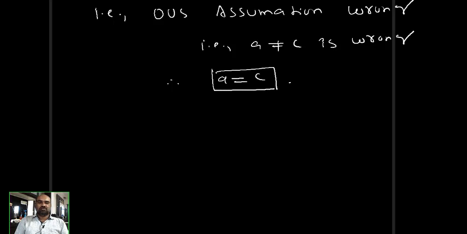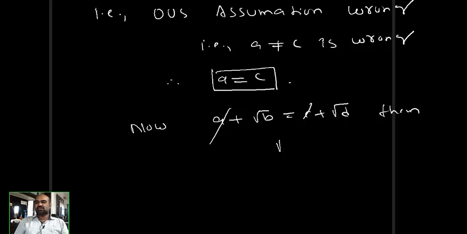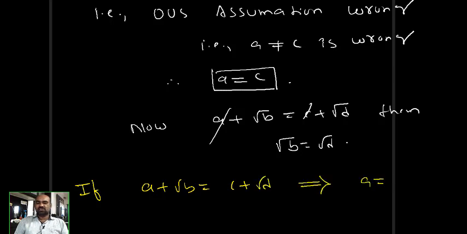Okay. Now, A plus root B equal to C plus root D. Then I can cancel these two, because I already proved that A equals C. Then what will we get? Root B equal to root D. Final conclusion: if A plus root B equals C plus root D, then A equals C and root B equals root D.